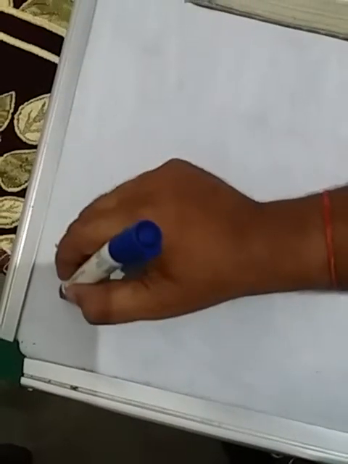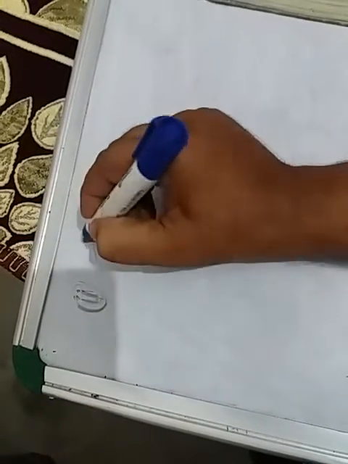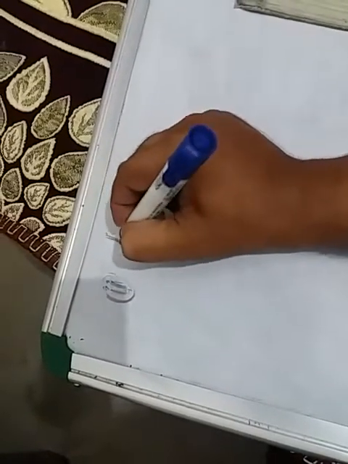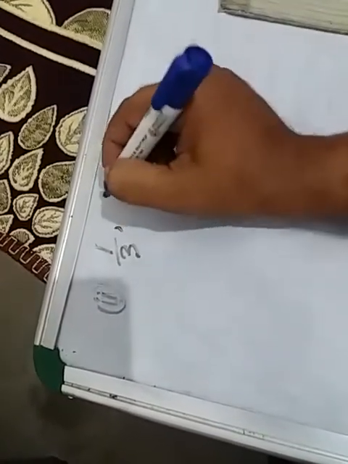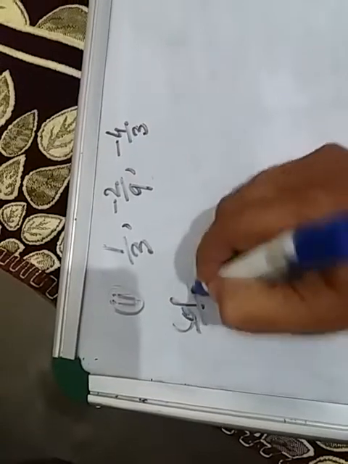See the book. Let us see the second part of this question, that is 1 upon 3, then minus 2 upon 9, and minus 4 upon 3. Clear children? We have to arrange these numbers in ascending order. Start the solution. How will you solve?